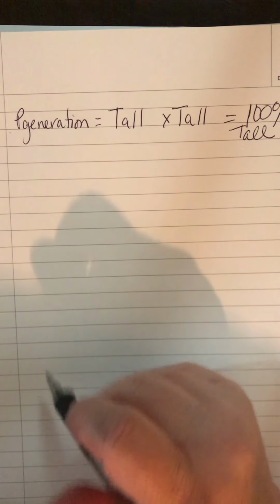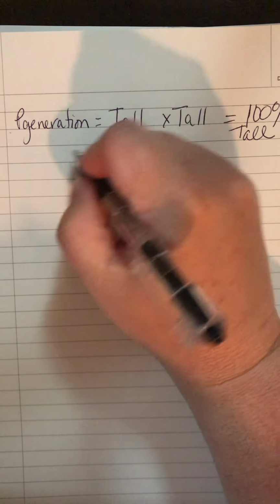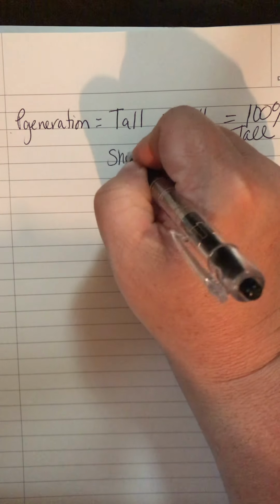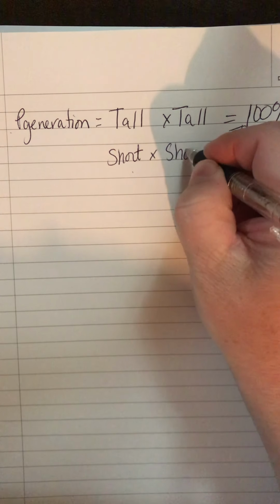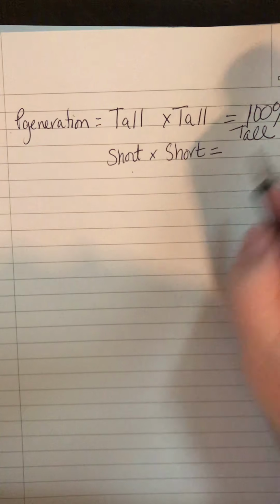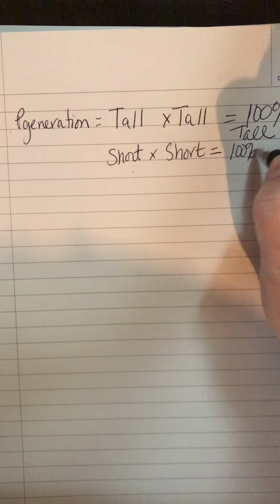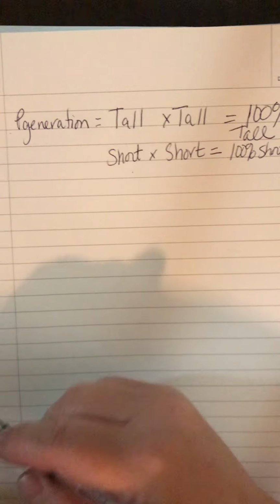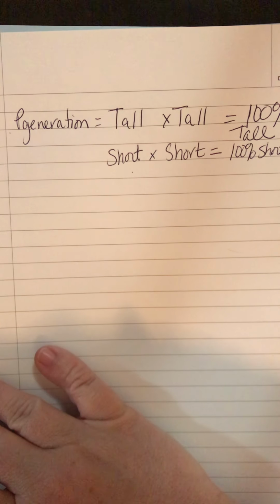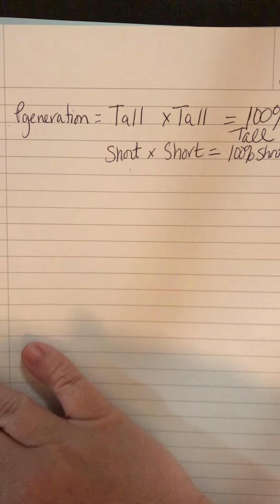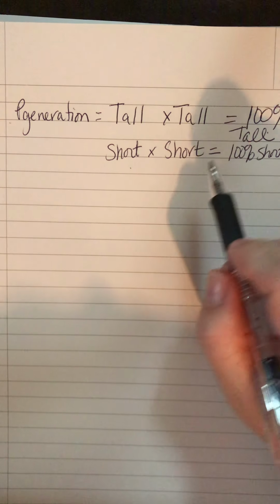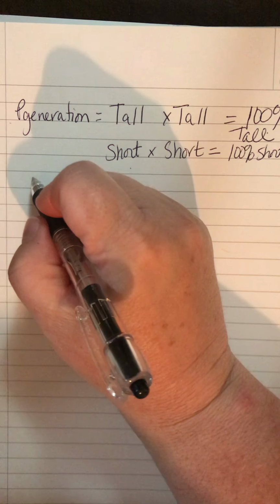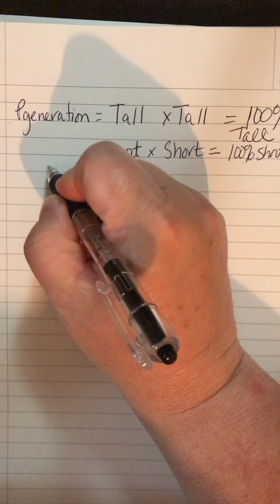All right. Then he had the same thing, but he did it with short. So he had a short parent with a short parent, and these are pea plants. Just keep reminding yourself, 100% short. Awesome. What do you think he did next? He took the tall offspring and the short offspring, and he made them cross. So now this is called the F1.